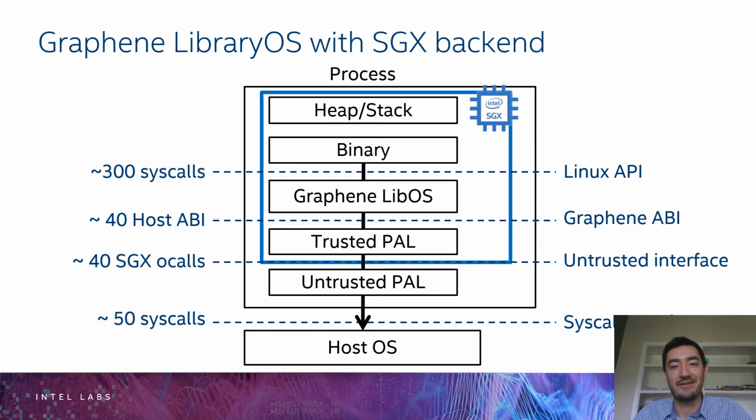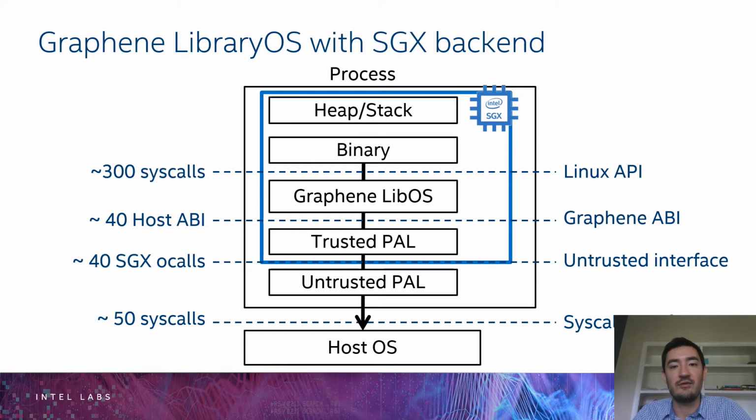When Graphene is run in Intel SGX mode, it loads itself and the application inside of the SGX enclave. The major parts of Graphene move inside the enclave, in particular the LibOS layer and most of the PAL. However, PAL is now divided into two separate binaries, the untrusted PAL and the trusted one.